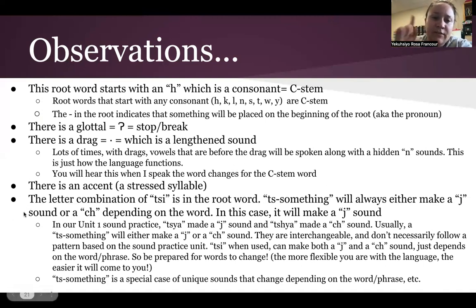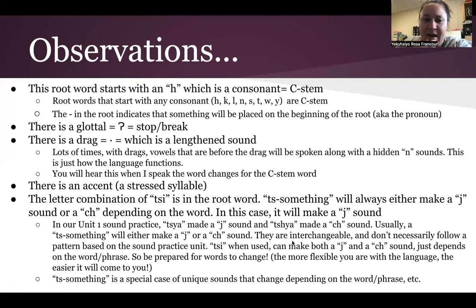The letter combination of TSI in the root word, a TS something, or a TSY or a TSI, can make a J sound in our language. Sometimes it can make a CH, but in this case, it's a J sound. We did talk about that in the sound practice. TSYA is a J sound. TSHYA is a CH sound, but usually a TS something is either going to make a J or a CH sound, so they're kind of interchangeable.